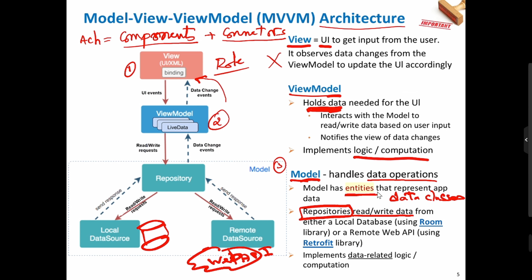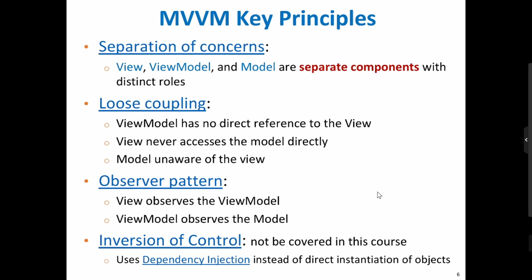The view takes care of the UI, the view model provides the data to the view and performs any needed logic and computation, and the model takes care of data operations. That's it. This is how you divide your app. Now, while developing your app, you must keep in mind these key principles.